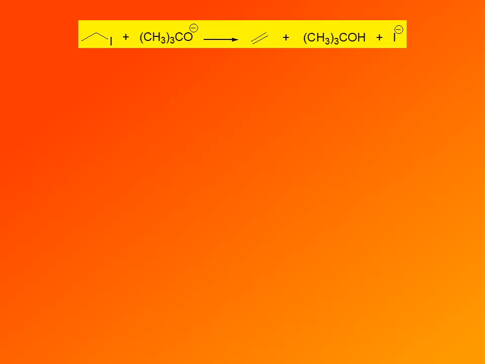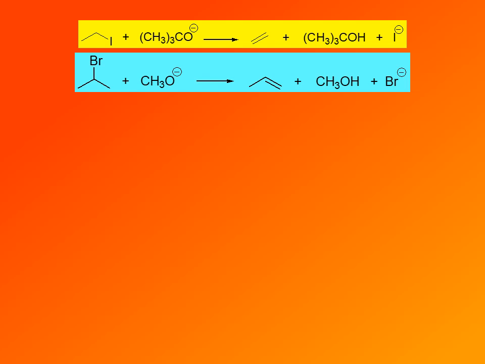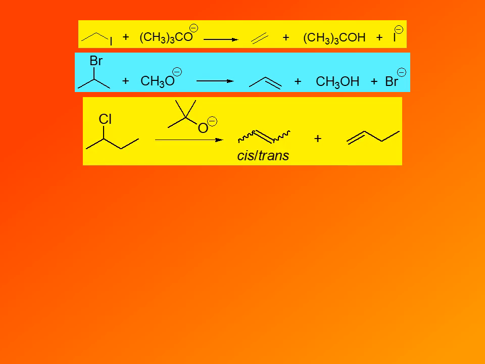Here are some examples. So, for example, elimination of iodoethane with tertiary butoxide, like potassium tertiary butoxide. Reaction works very well. Tertiary butoxide is frequently used as a base because it's non-nucleophilic. So there is no competition with substitution reactions. Of course, we can use an ordinary base such as methoxide. So elimination of 2-bromopropane with methoxide gives propene as a product.